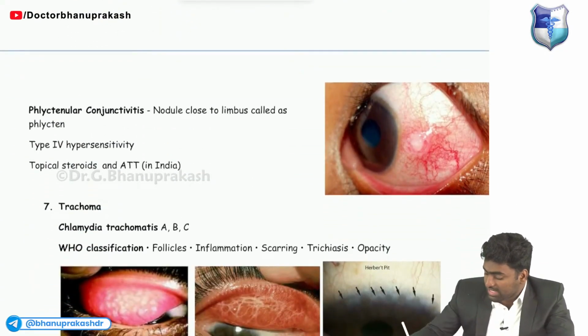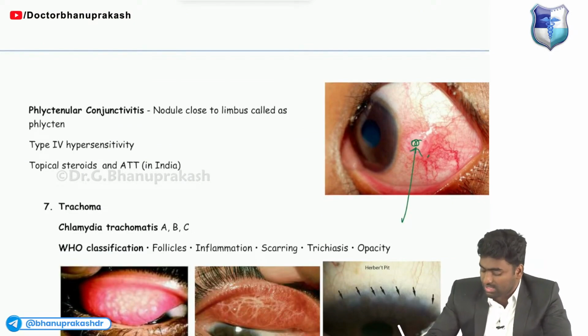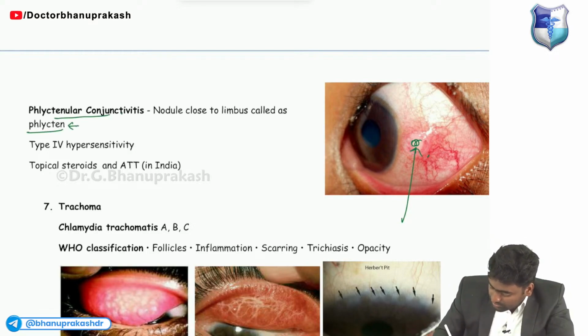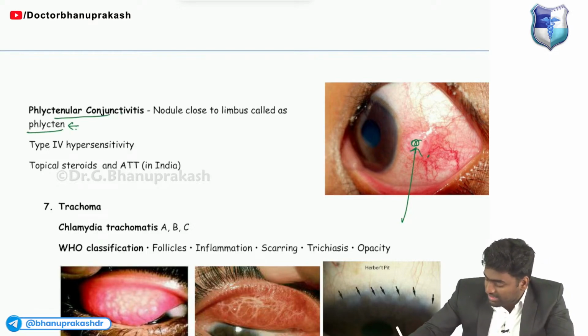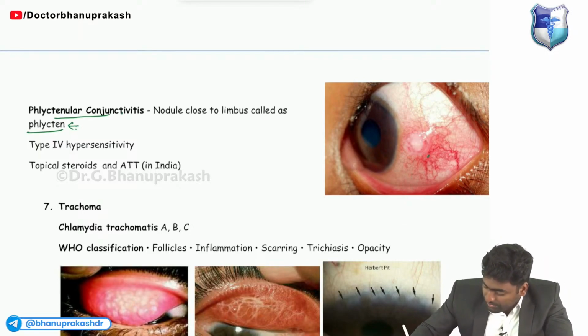Fine. Next, if we see, this is known as what? This is known as phlyctenular conjunctivitis. This phlyctenular conjunctivitis is what? It is the phlycten. Okay, this is a small nodule, right? So it is the phlycten. Remember, it is the phlycten.